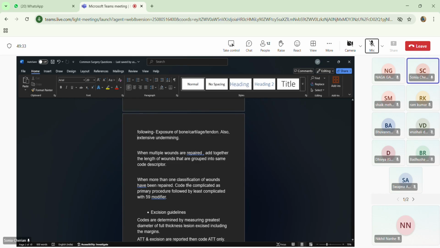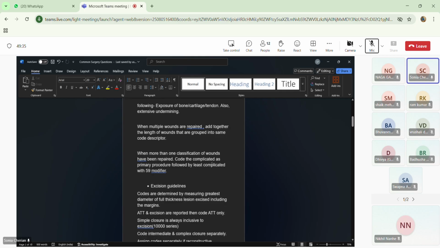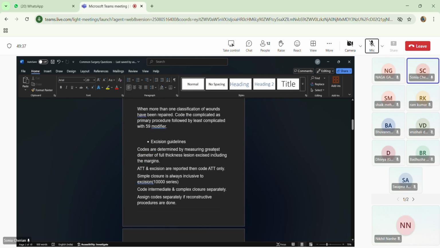Now coming to the excision guidelines. Codes are determined by measuring the greatest diameter. As I told you, the one thing you guys have to remember is that in excision you cannot add the lesions together and code. That is very important. I remember you were confused whether to add, and you used to add the excised lesions and give the answer. No, whenever you're coding for excision, you have to code each lesion excised separately.